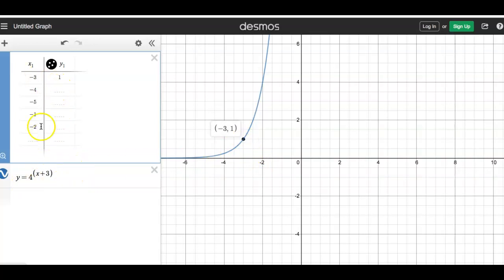So you would need to make a table of values with 4 or 5 points to show me that you understand how to calculate those values, plot those points, and then sketch the graph in. So hopefully that helps you understand graphs of exponential functions.